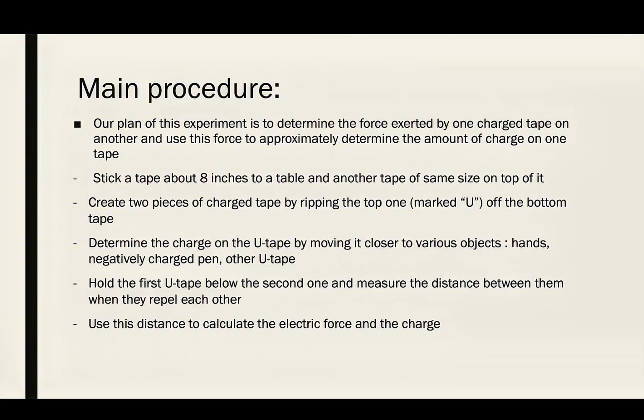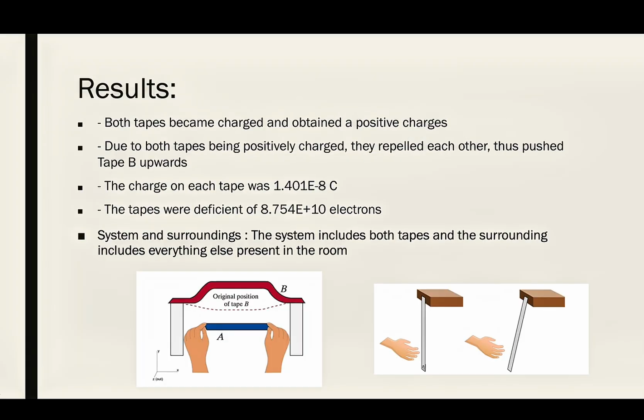We hold the first U tape below the second one and measure the distance between them as they repel each other. And we use this distance to calculate the electric force and the charge. As we saw in our results, both the tapes became charged and they obtained positive charges. Due to both tapes being positively charged, they repelled each other, thus pushing the B tape upwards.